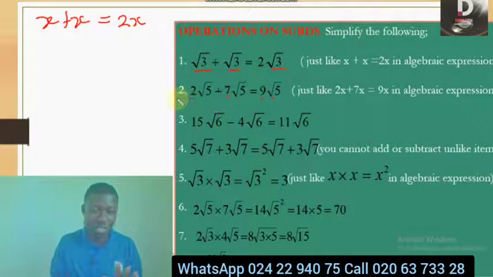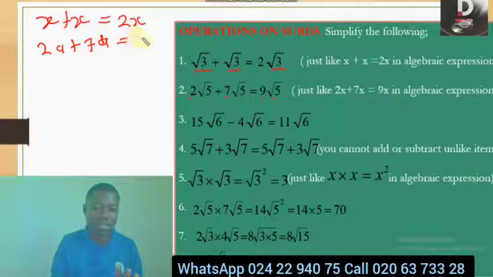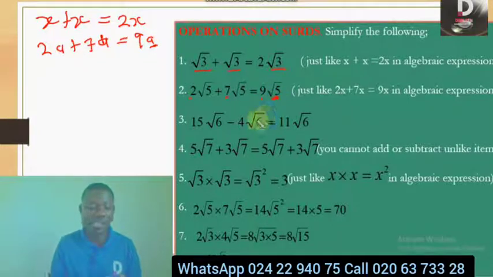Take note of that. So this is just like 2a plus 7a, giving you what? 9a. So the a is just like the irrational number here. Simple. So root 6 minus 4 root 6. This is 15, right? 15 minus 4 is what? 11 root 6. Simple. Is it clear? Good.